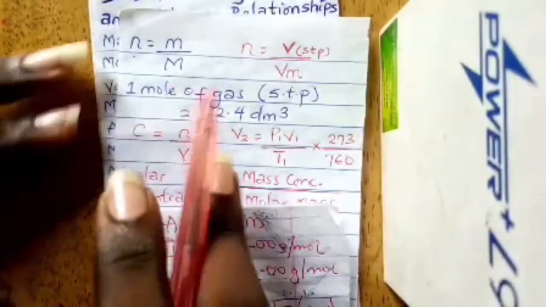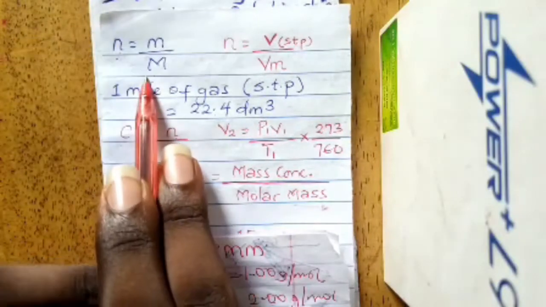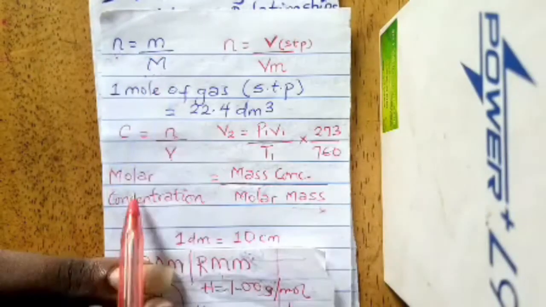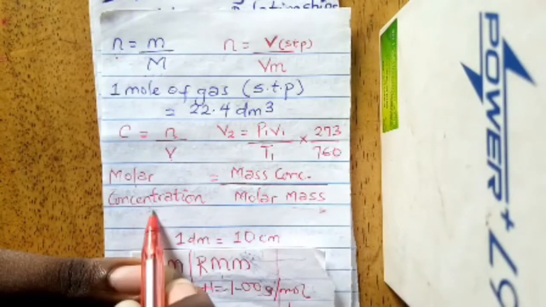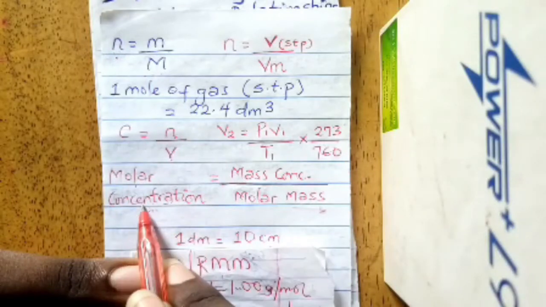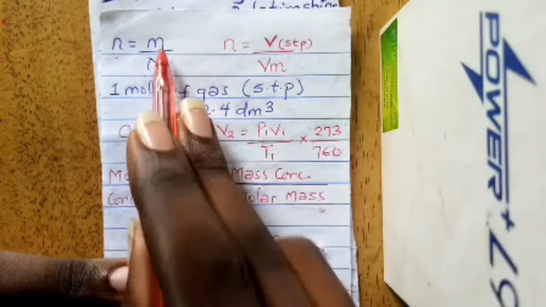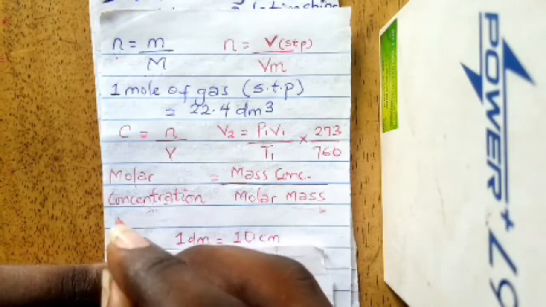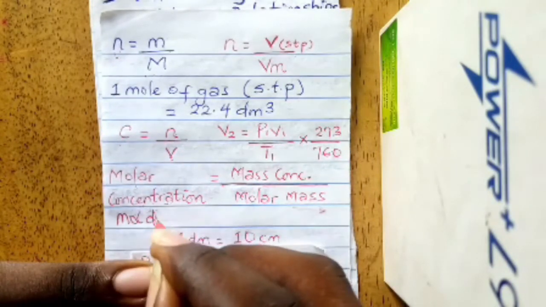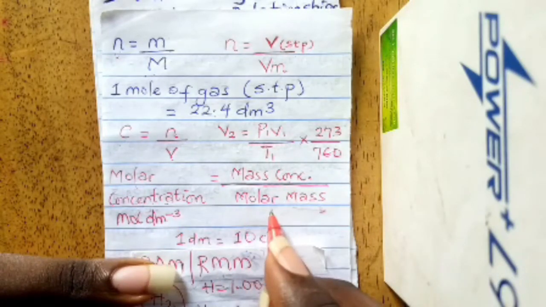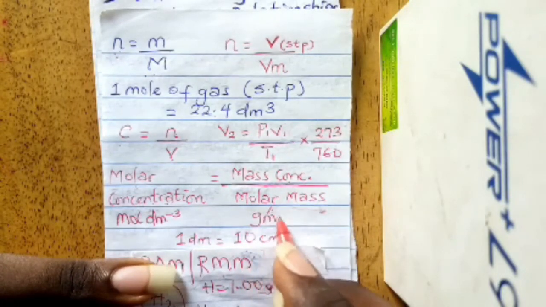It is quite similar to this: your number of moles is mass over molar mass, but here for molar concentration, we just have concentration added to this and this. So the molar concentration equals the mass concentration over the molar mass. This is in mole per dm cube, this is in gram per dm cube, and this molar mass is in gram per mole.